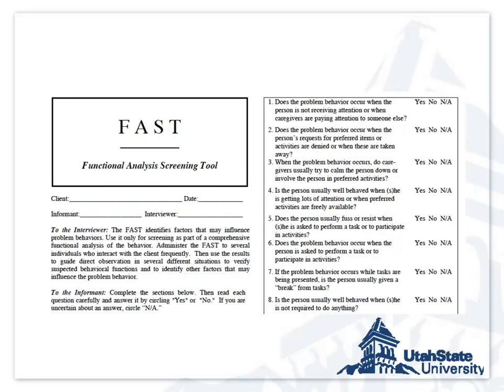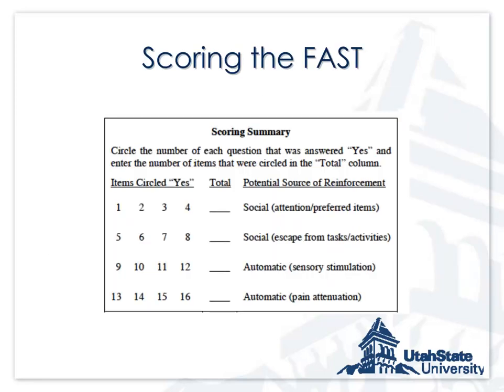Examples of questions on the FAST are whether the problem behavior occurs when the person is not receiving attention, or when the person is asked to perform a task, do they exhibit problem behavior? Or if asked to participate in an activity, is problem behavior evoked? To score the FAST, one can simply count the number of questions that were answered yes for each function. The function with the highest score is considered to be the one that maintains the problem behavior. For example, if the informant answered yes to most of the questions regarding the escape function, then this function is likely to be the one that maintains problem behavior.